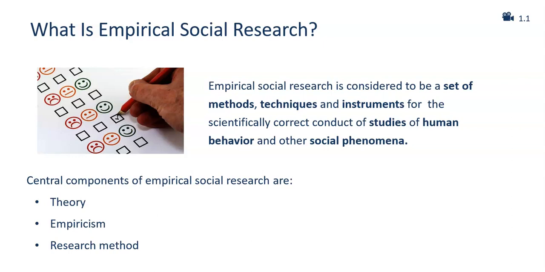Three central components of empirical social research are theory, empiricism, and research methods, which are all related to each other. Theory often guides the empirical project, while empiricism allows conclusions to be drawn about the theory. However, this requires the scientifically correct conduct of the empirical investigation, as well as the correct choice of research methods. Next, we take a closer look at these three components of empirical social research.